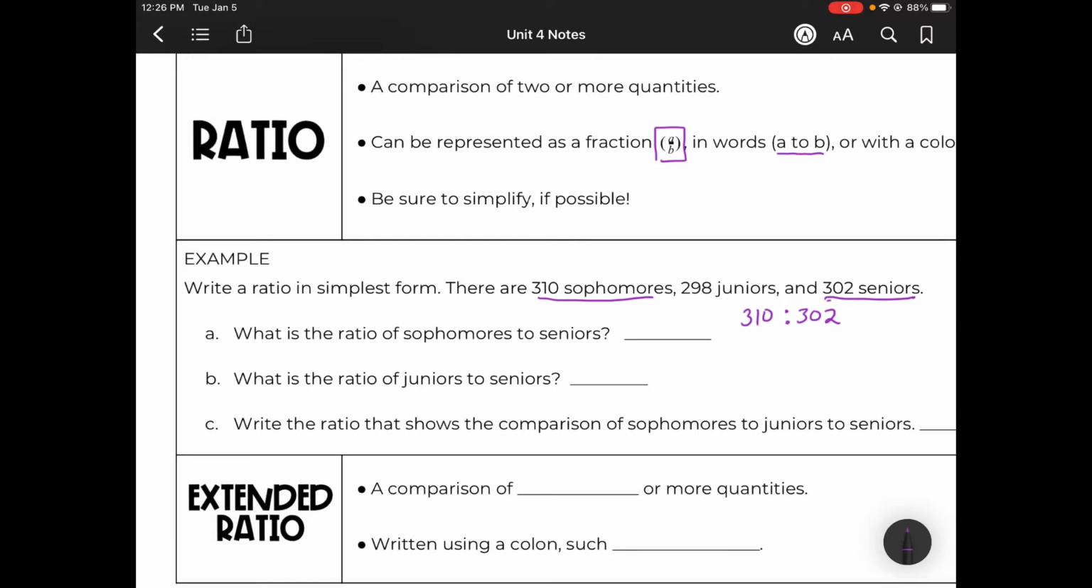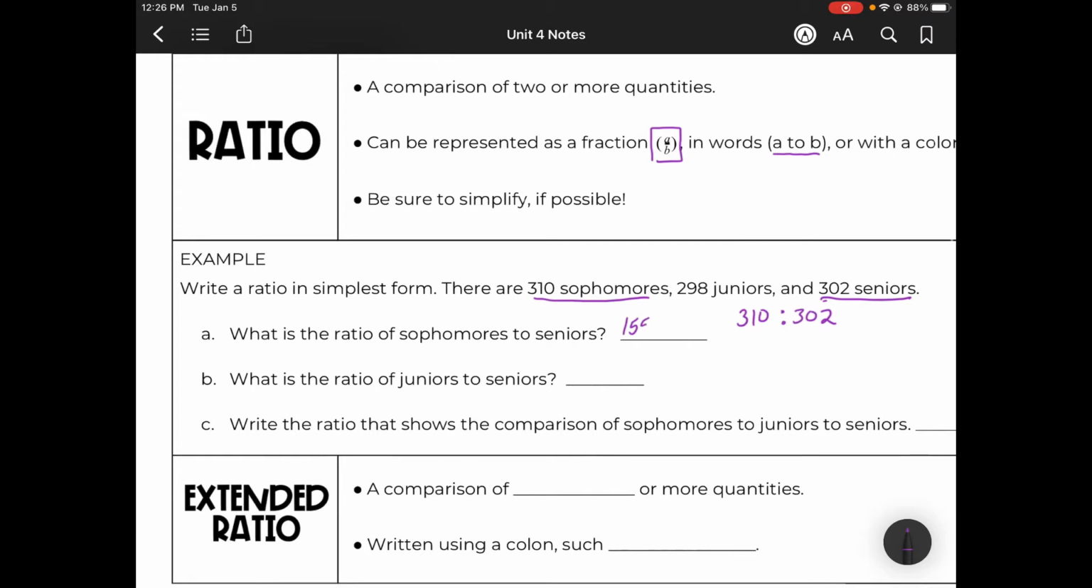So if I divide 310 by 2, I get 155. And if I get 302 divided by 2, I get 151. And so if I write that, 155 to 151, that is as simple as I can get it. Neither of those numbers have any other common factors. You can't divide by any other even number, because these are both odd. You can't divide by 5s or 3 or 7 or any of those numbers, and so it doesn't take long to realize that is in simplest form.